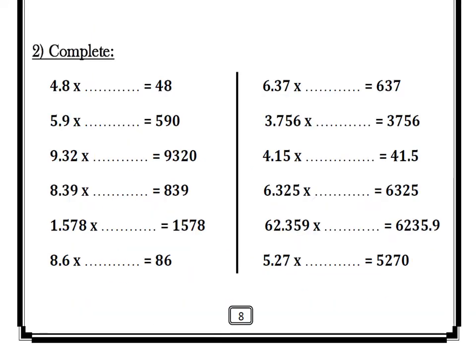The same as in division, we are going to apply here in multiplication. This time they are asking you to complete by the 10, 100, and 1,000 according to the movement of the decimal point. So here, 4.8 times what will give you 48? As you can see, the decimal point was between the 4 and the 8. It moved 1 step, so 1 zero, which is the 10.